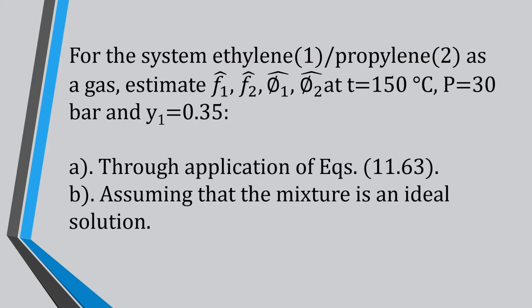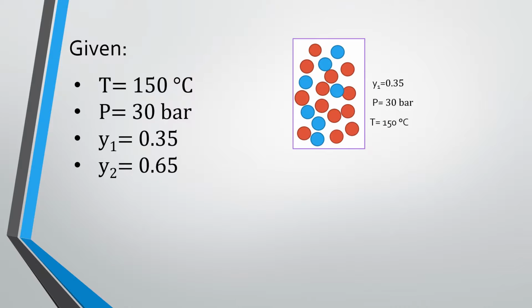So this is the problem presented in problem 11.25. We are given the temperature of our system, which is 150 degrees Celsius, our pressure, which is equal to 30 bar, and the composition of ethylene in our system, which is 0.35. So we can now solve for the composition of propylene in the system, which is equal to 1 minus 0.35, which is equal to 0.65.